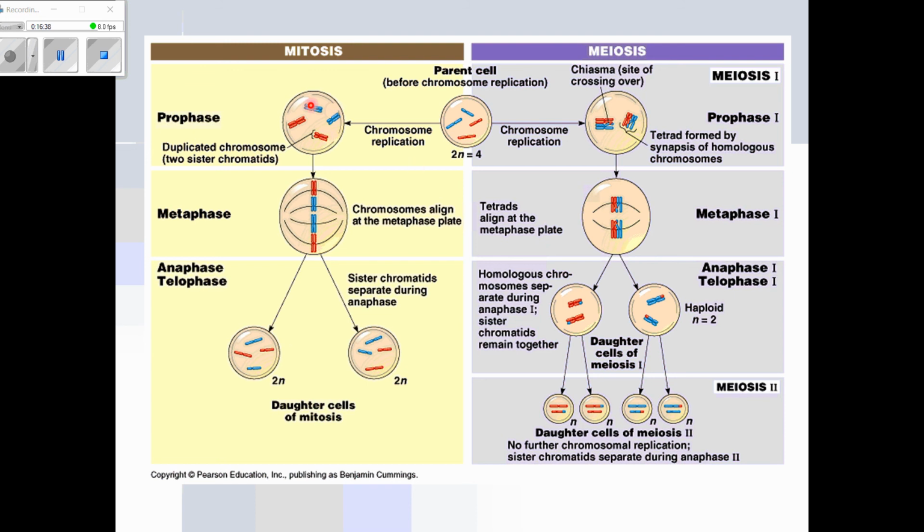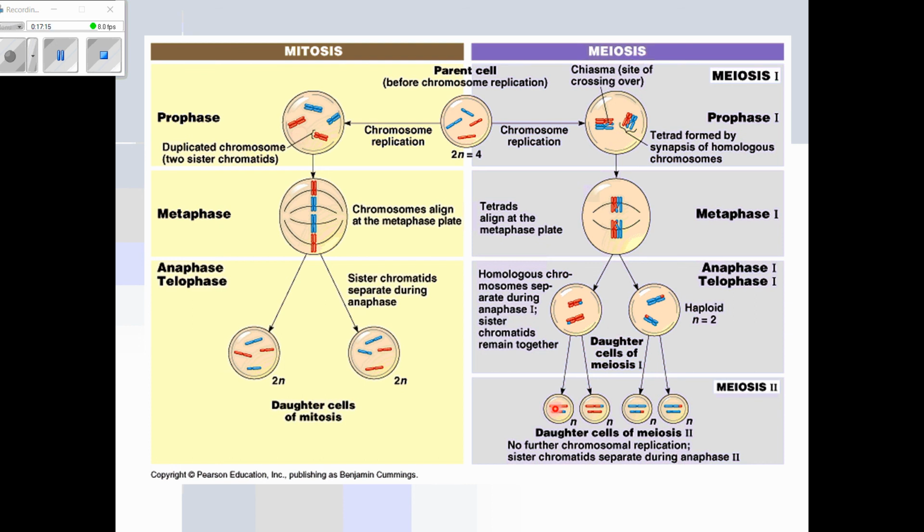In fact, if you look at this cell before the DNA was replicated, here's what it looked like. And notice, if you look at the final product of mitosis, it's exactly the same. Same 4 chromosomes as the original cell. So mitosis does not change the chromosome number, and it does not shuffle the genes. So we get 2 genetically identical daughter cells, and they have the same number of chromosomes as the original cell.